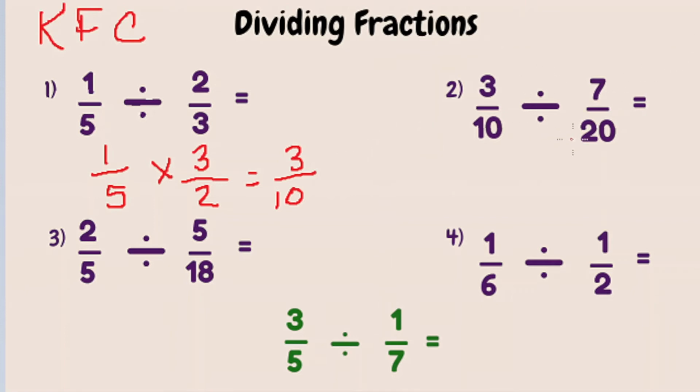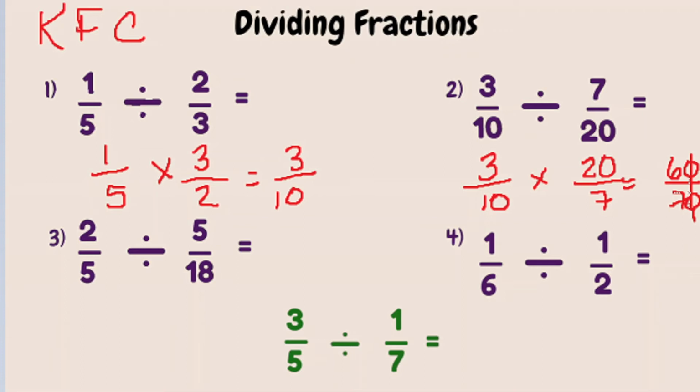Example 2, 3/10 divided by 7/20. So let's keep the first fraction the same. We're going to flip the second fraction and change our sign to multiply. When we do that, we get 60 over 70. But we can tell that's not in its simplest form because both end in 0. So you can real quick just cancel those out, and your answer is 6/7.